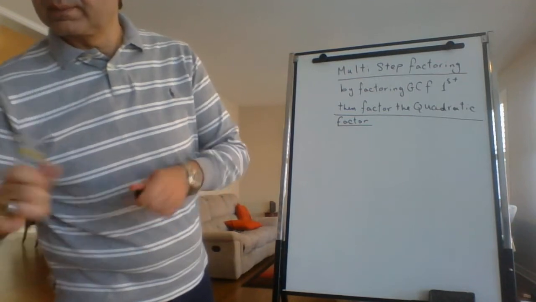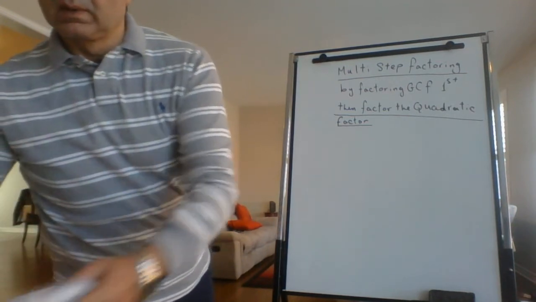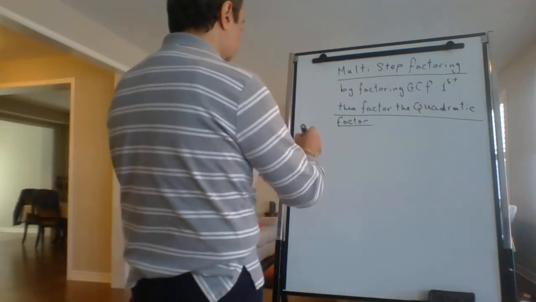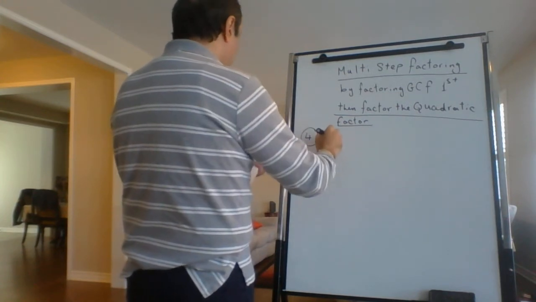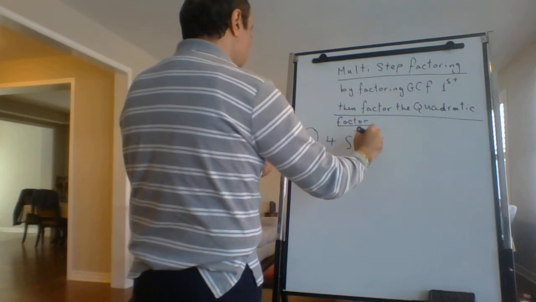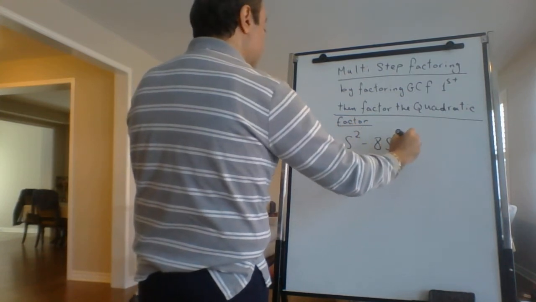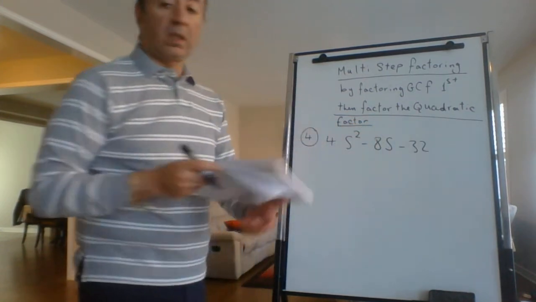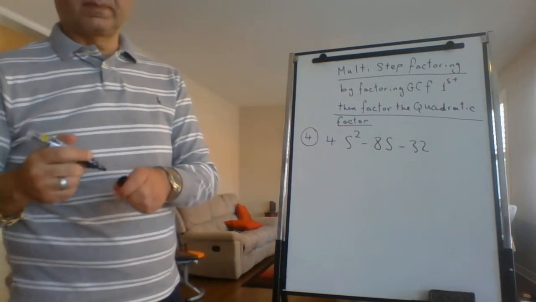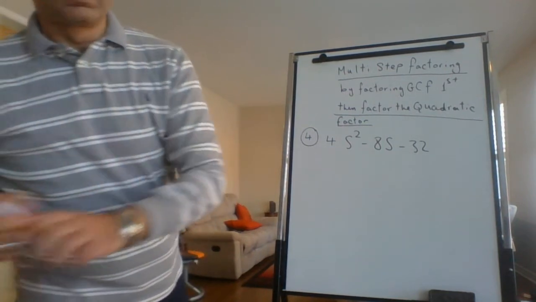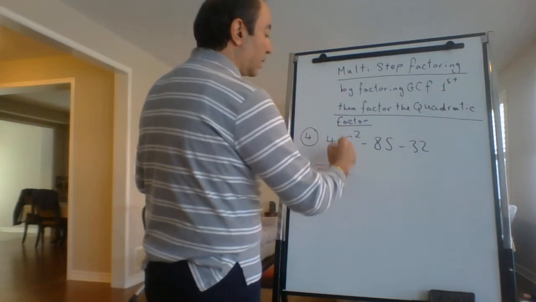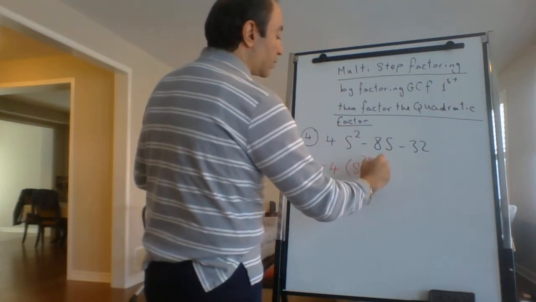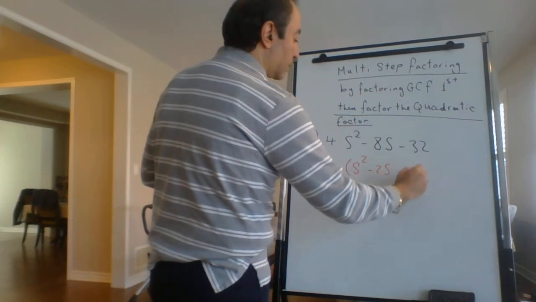Example 4. s squared minus 8s minus 32. If we want to factor this, 4 is common, so we factor it out. 4 times s squared minus 2s minus 8.